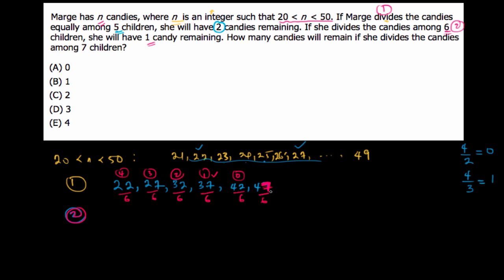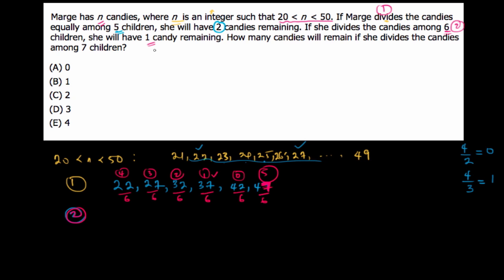The reason why I said this should be 47 is, you know, we chose all the numbers 22, 27 up to 42. So when we add 5 to 42, this should be 47. So sorry for that, it should be 47. So when you divide 47 by 6, you should have a remainder of 5.